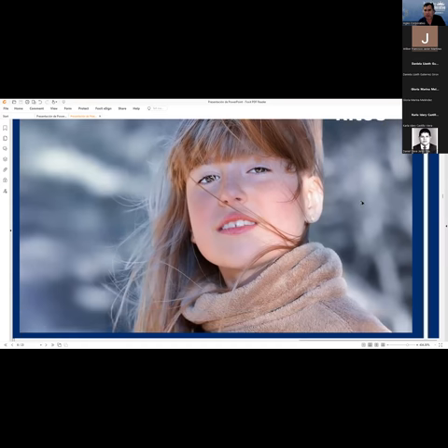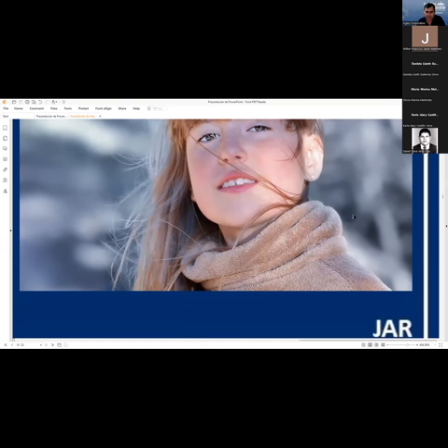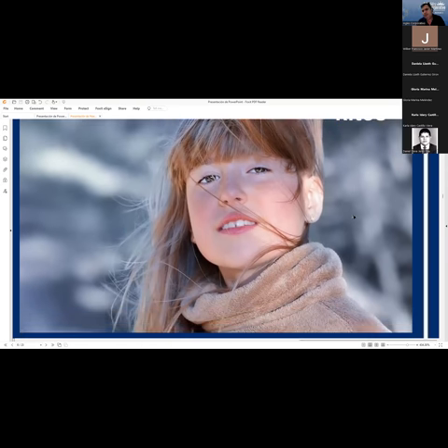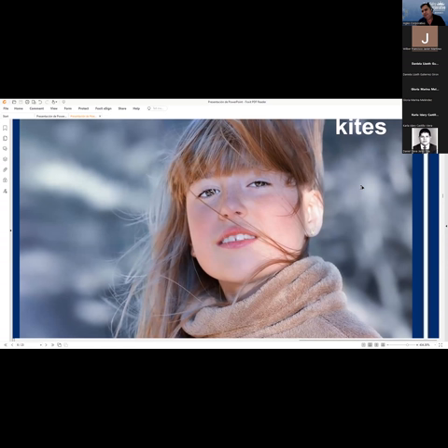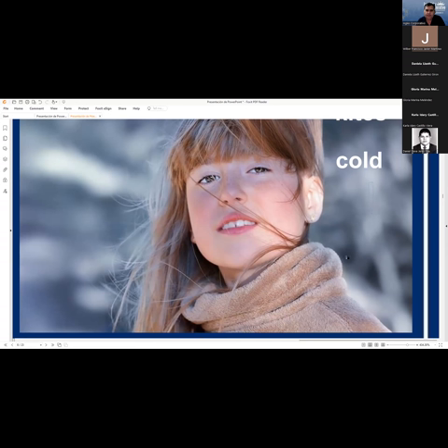Okay. What do you think is the temperature in this picture? Is it warm or is it cold? Cold. Yeah, it's cold. How do you know? Why do you say that it's cold? The girl is wearing something heavy, right? She's wearing a sweater.